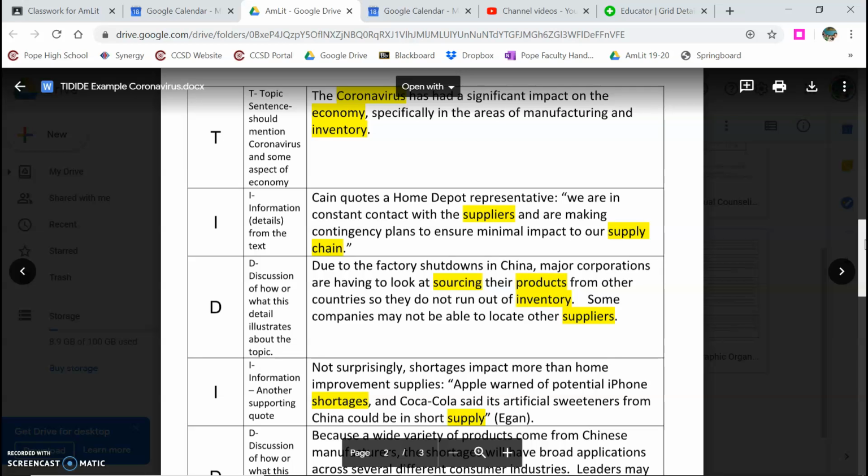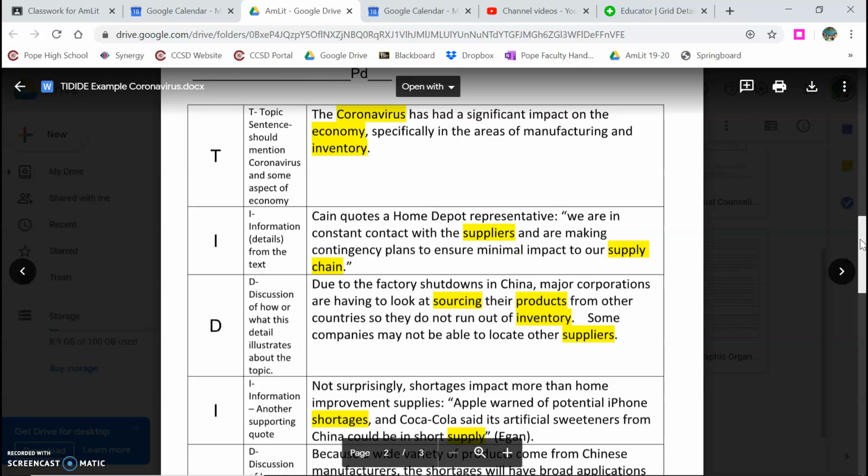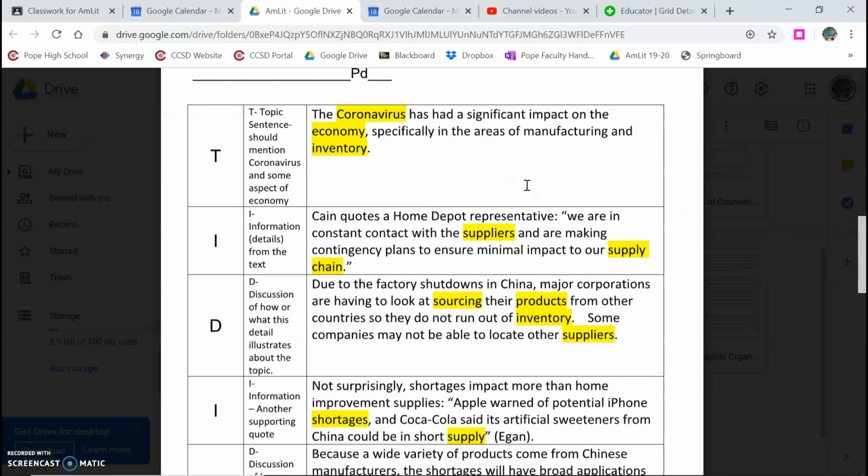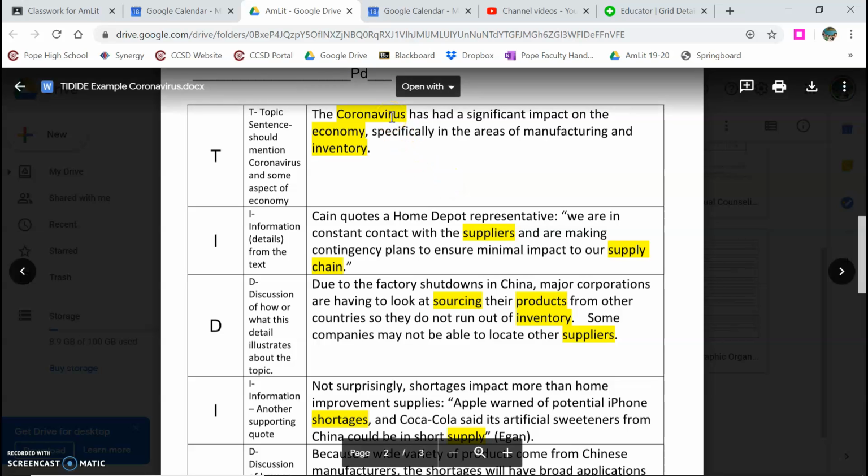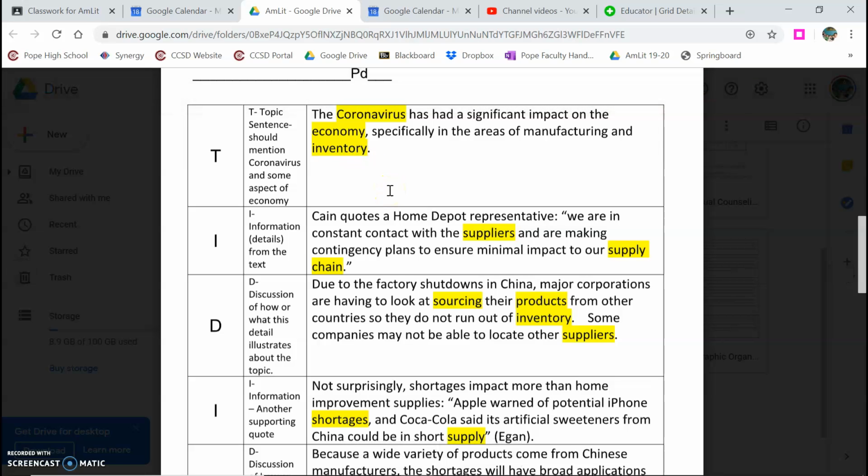Looking at our TIDIDE paragraph, the T stands for a topic sentence, which should mention whatever your topic is and whatever ripple you're going to be addressing. In our example here, we have, the coronavirus has had a significant impact on the economy, specifically in areas of manufacturing and inventory. We know that this topic sentence connects to our paper because it mentions the topic, it mentions our ripple, and then it starts leading us into the subtopic that we're talking about, or sub-ripple.